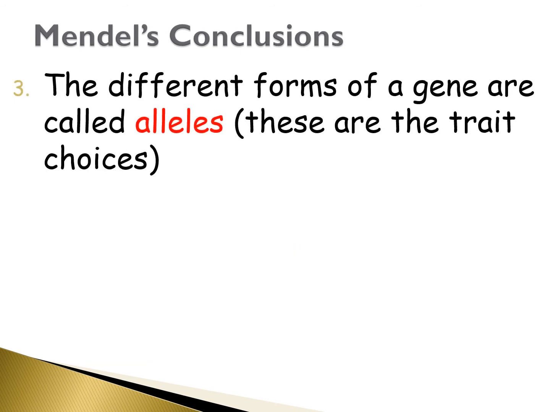And like I mentioned, different forms of a gene are what we call alleles. Nature doesn't want everything to be the same, so there are lots of different alleles out there. Think about how many different hair colors we have, how many different skin colors we have. There's lots of different combinations out there, and that's to allow for genetic variation.